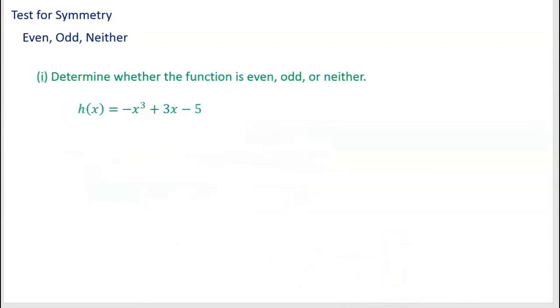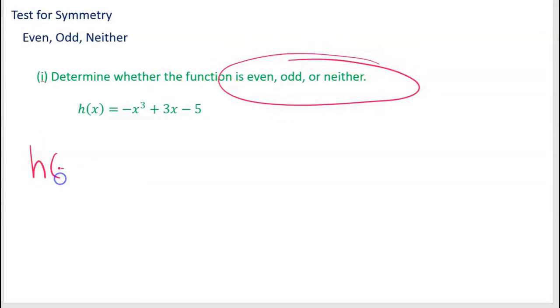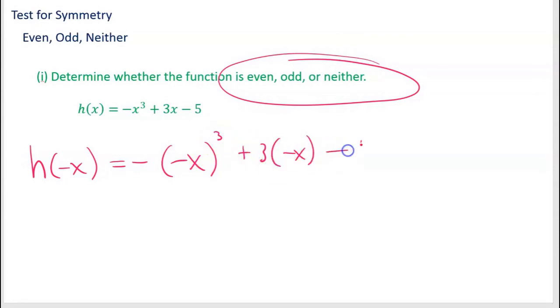And then our last example, let's take a look, same question, but a different function. Determine whether the function is even, odd, or neither. And if you see these directions, that means plug in negative x for x. So I'm going to find h of negative x. That's going to be negative x to the third plus 3 times negative x minus 5. Now this function ought to look a little bit familiar. If it didn't before, it will now.